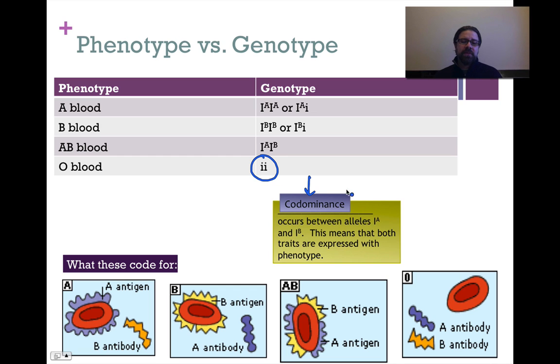So in a codominant situation, you have two dominant alleles that can both be expressed at the same time. Now, scientifically, what do those actually code for? What's the difference between an A-blooded person and a B-blooded person? Well, if you take a look at the bottom, you can see what's going on here.